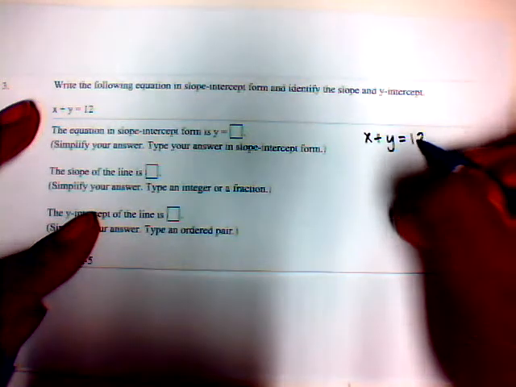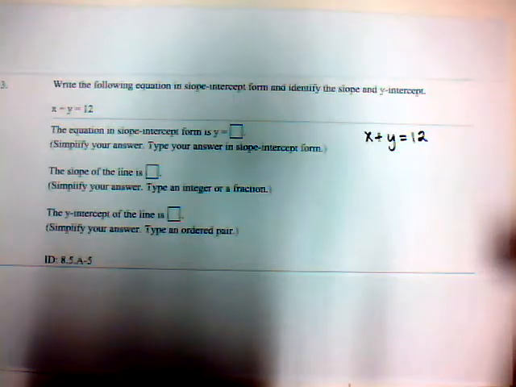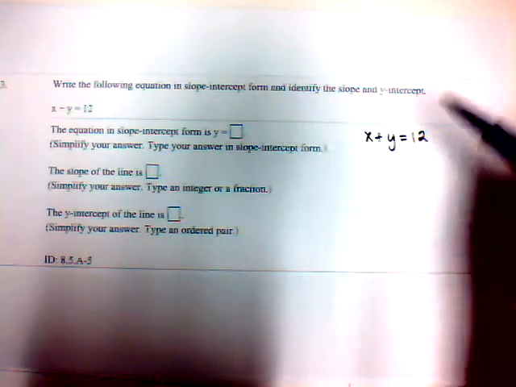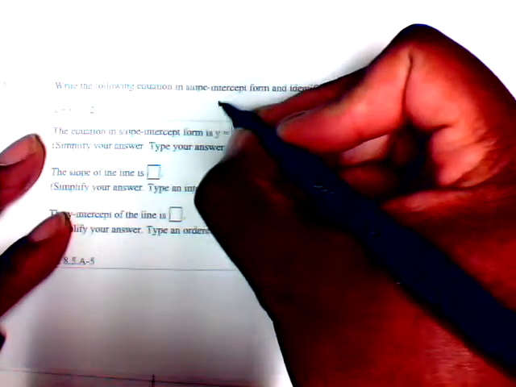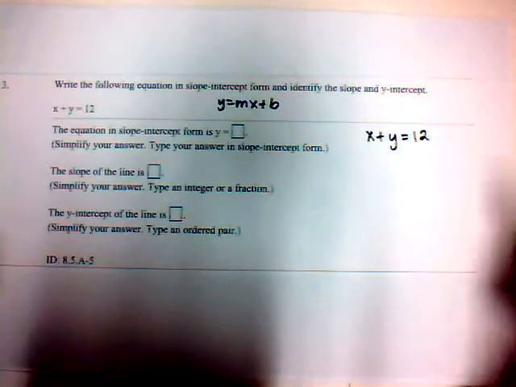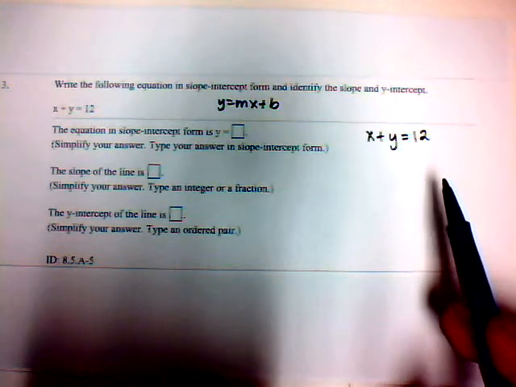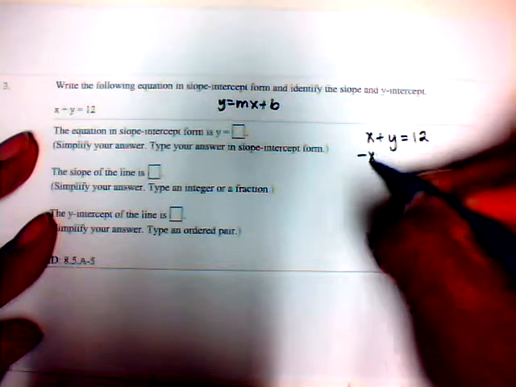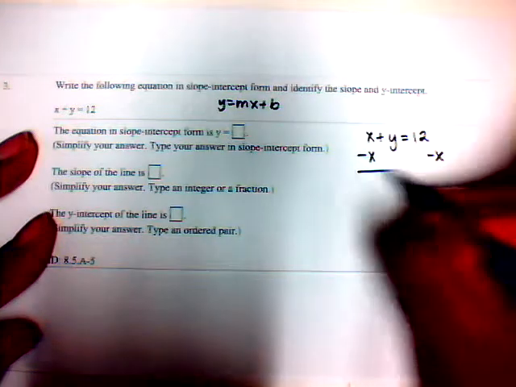I'm going to write this off to the side so that you're going to see how I'm going to solve for y. Because to get the equation in slope-intercept form, which is, of course, y is equal to mx plus b, you must get the y by itself. Meaning you need to move some terms over to the opposite side. Like this x needs to be moved over to the opposite side by subtracting x on both sides.